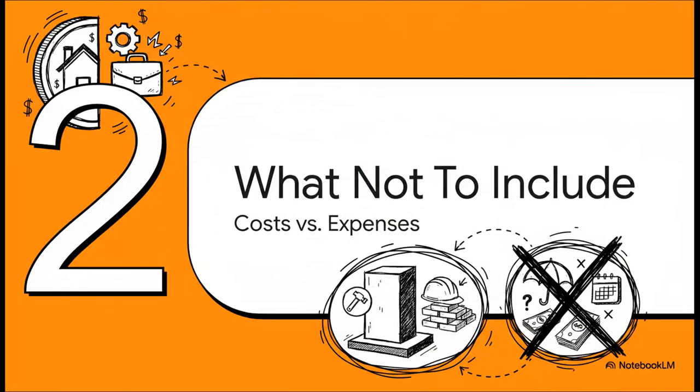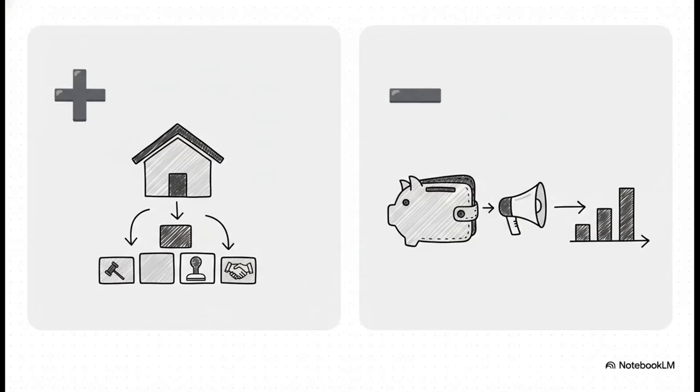Okay, now for the flip side, which is just as important. What do we leave out of our build? This is all about learning to separate the costs of buying the asset itself from the costs of running your business. They are two totally different things. Here's where the line is drawn. On one side, you have the costs to acquire the property. We capitalize those, which is just a fancy way of saying we add them to the property's value on the balance sheet.